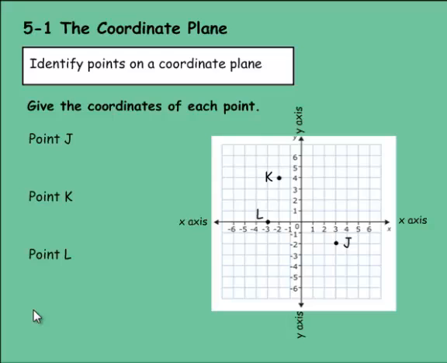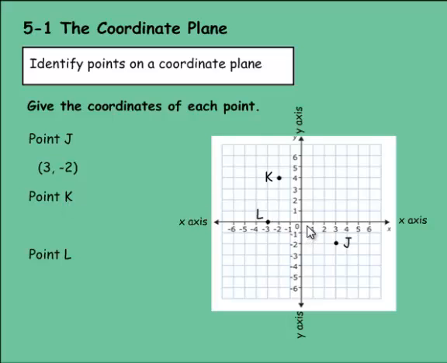Now we need to give the coordinates of each point. So we have point J, K, and L. So remember, as we're listing coordinates, it has to be x first and then the y. In terms of x, it is at positive 3 on this number line. In terms of y, it's at negative 2. So if I'm going to list this as a coordinate point, positive 3 for x, negative 2 for y, and there's my coordinate point.